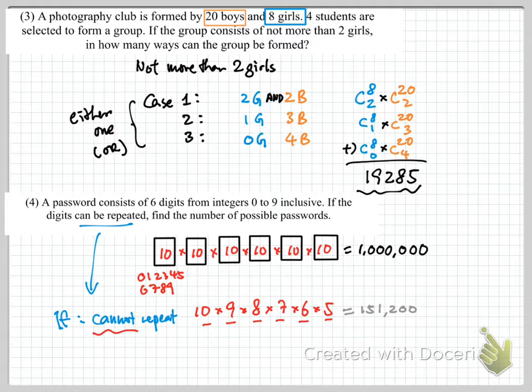If you do not allow repeat, this number is just 10P6. You choose 6 digits out of 10 without repeating. So question 4 actually is a challenge on whether you can repeat or you cannot repeat. So that is question 4.